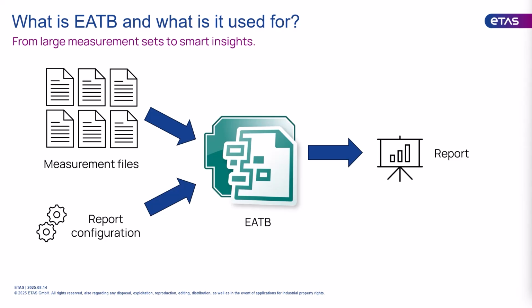A key advantage of EATB lies within the EATB configurations that configure how to create a report. This configuration contains all the business logic of what you want to analyze or visualize and the validation rules that need to be verified. The key takeaway is, EATB takes two things as input: a set of measurement files and an EATB configuration. The output of EATB is a report for these measurement files.